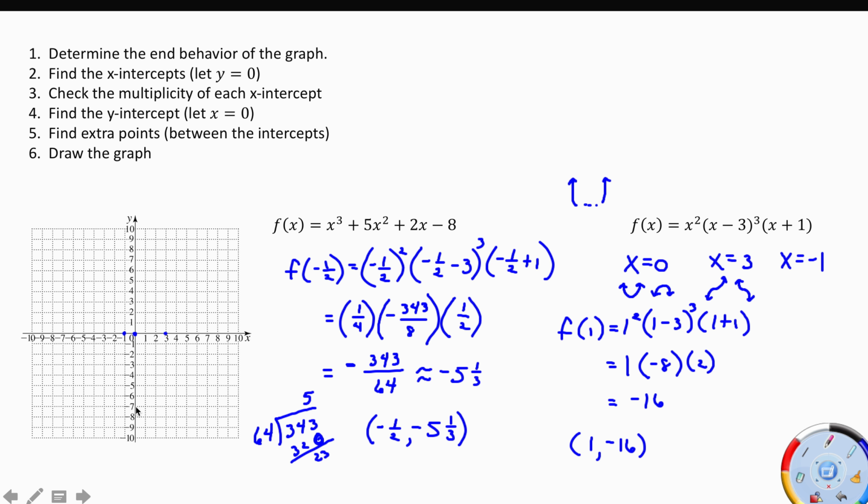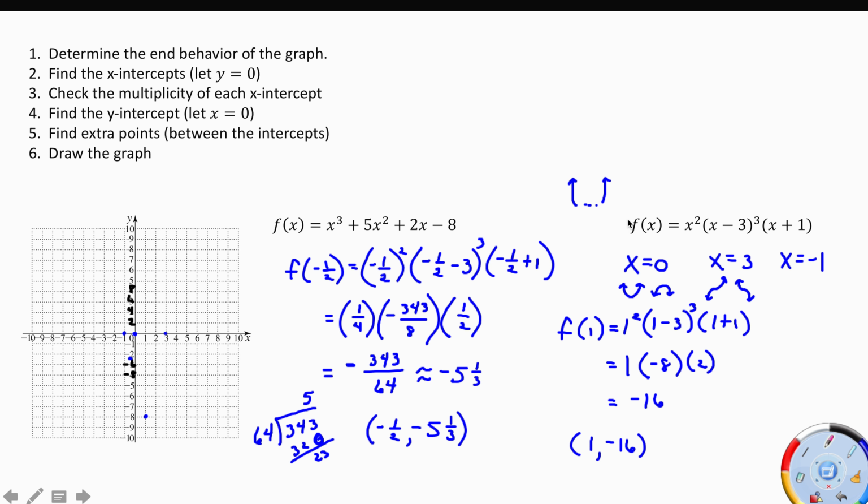So I'm going to go over here and change my scale a bit. Let's change my scale to go by 2's, right? I'm going to do it up here to say this is 2, 4, 6, 8, and negative 6, negative 8, etc. Okay, so when I plot these points, negative 1/2, negative 5 1/3, I'll be about right here. And then 1, negative 16, 8, 10, 12, 14, 16.